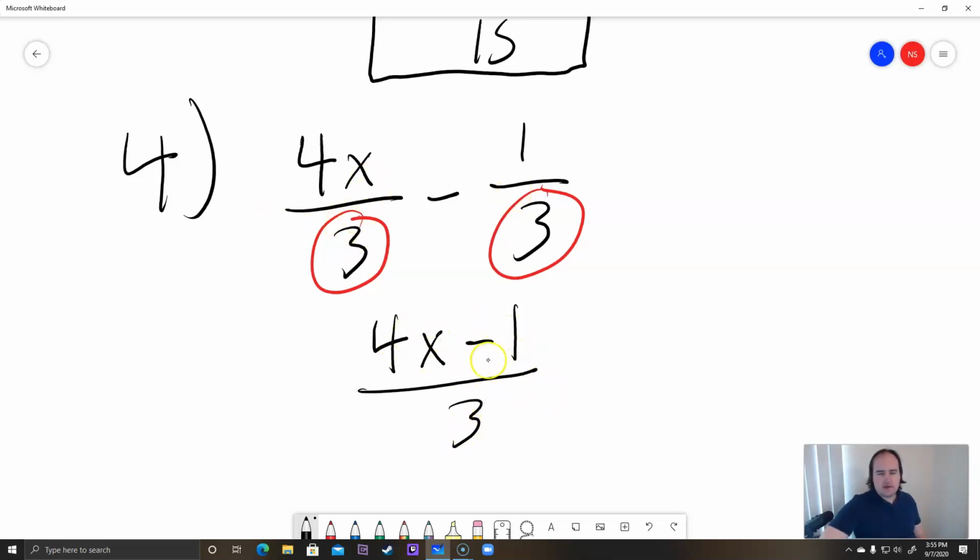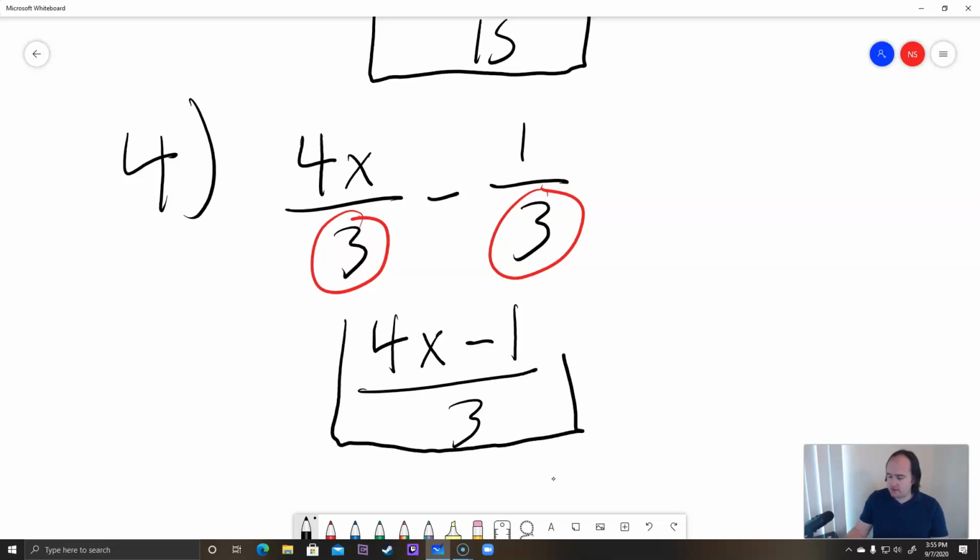Now the reason I couldn't combine the 4x and the -1 is they aren't like terms. This term has an x, and that term doesn't have an x. So we can't combine them. However, they were like fractions, so we were able to keep the denominator and then subtract on the top. Okay, so this is actually as simplified as it gets. So our answer is going to be 4x minus 1 all over 3. So that one's a little bit strange looking, but it's actually pretty easy once you realize it.